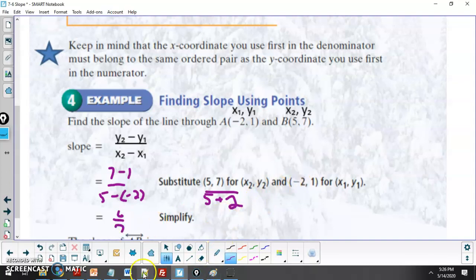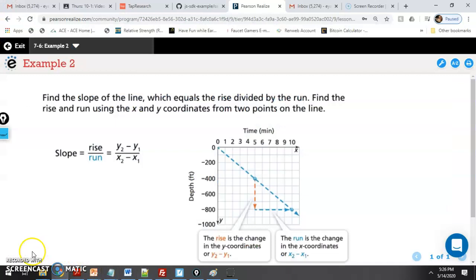All right, let's look at another one from the book here. So let me get back to that. Where is it at? Panic. Okay, there it is. All right, so here is example 2.